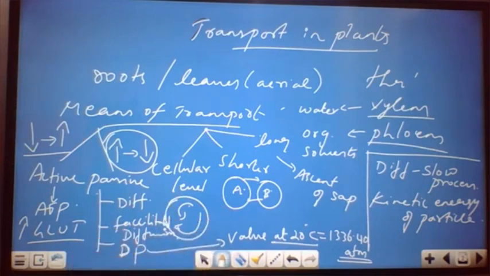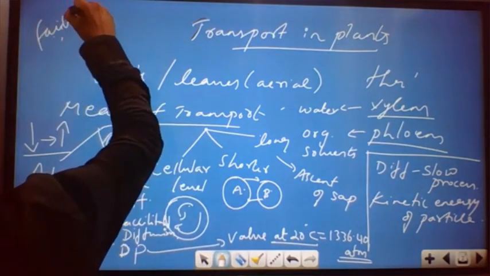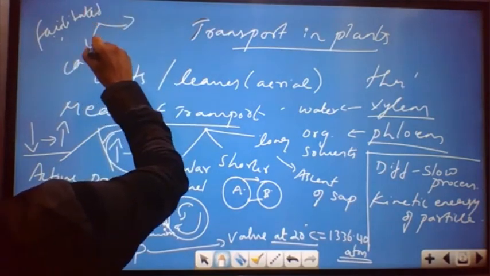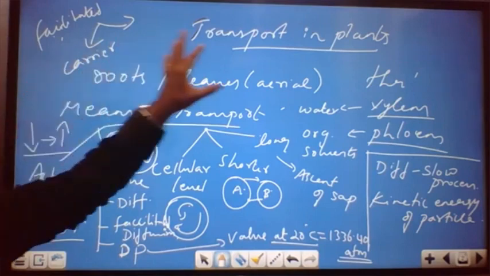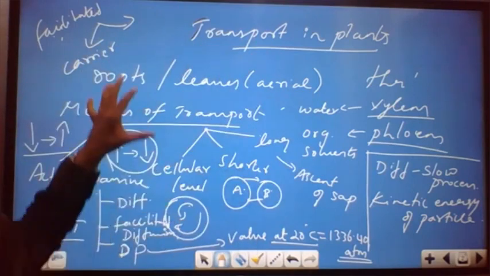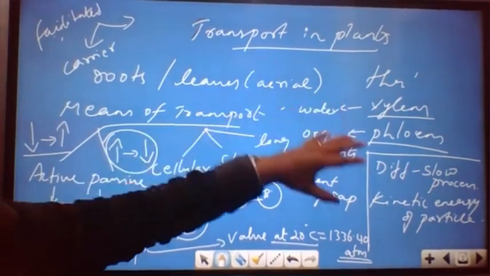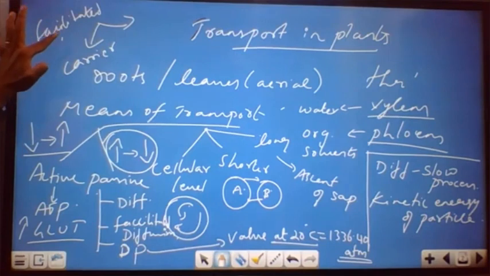Facilitated diffusion can be of two types. One is the carrier type. Guys, maybe the board seems to be clumsy, please bear with me, because I'm not erasing it. If I erase, you will miss the other part. So I'm writing on the same board. I'm writing here that facilitated diffusion is of two types.